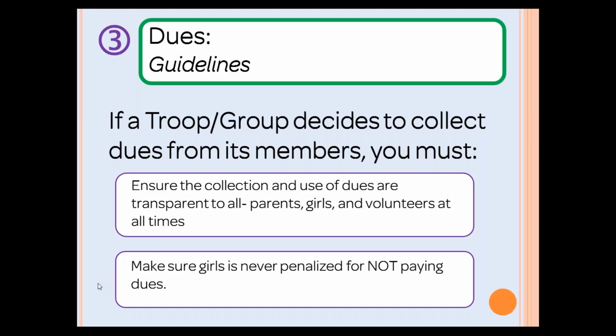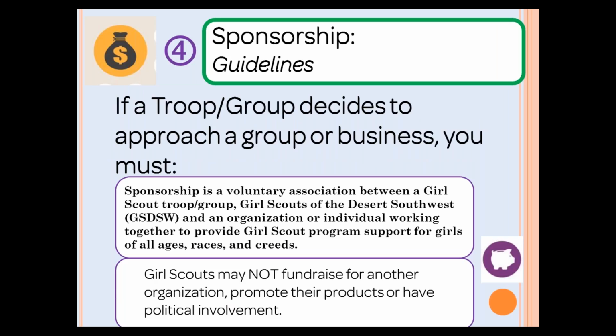All money collected must follow all of your financial guidelines in handling money for your troop, which is a whole other training, by the way. Okay.